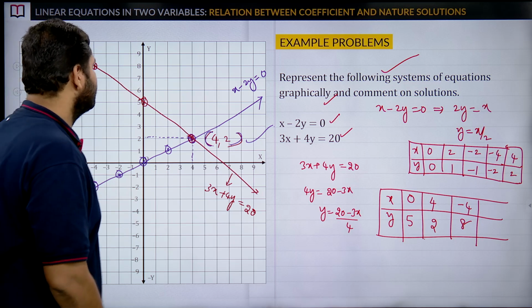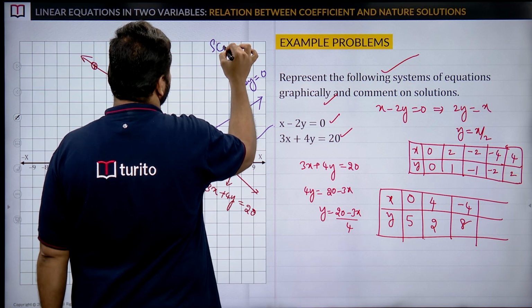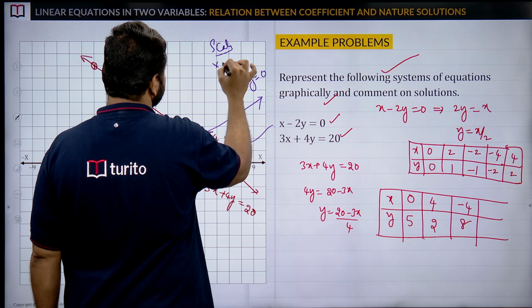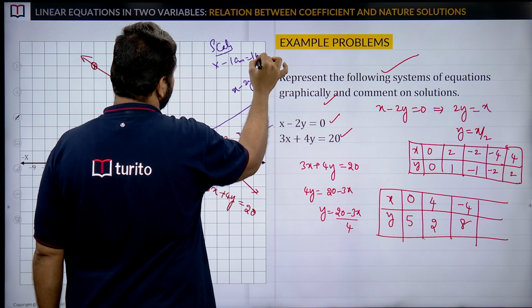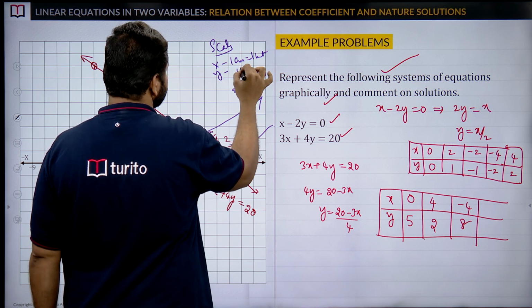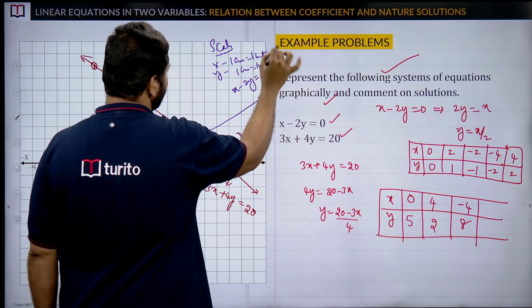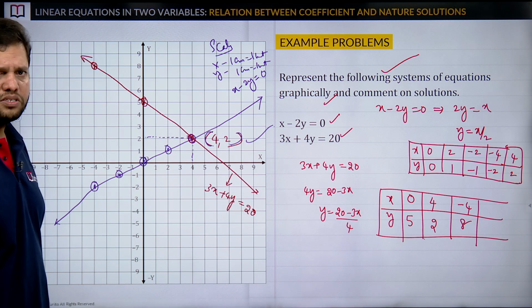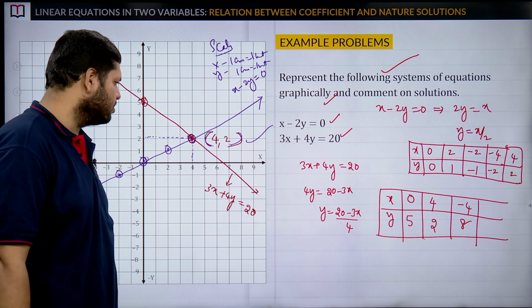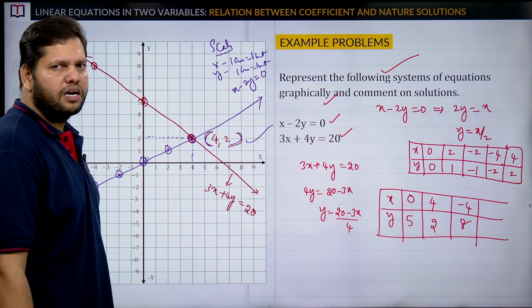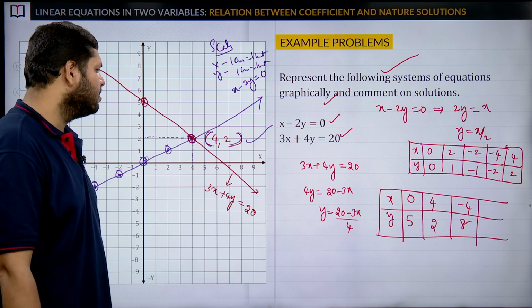Afterwards, you can write the scale. So what scale are you taking? X-axis: 1 centimeter is equal to 1 unit. Even y-axis, also 1 centimeter, again you are taking only 1 unit. Obviously you can write that every time, so here also write it down, children. Any doubts regarding this question? The question is very simple, children.